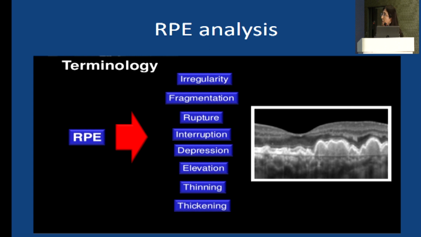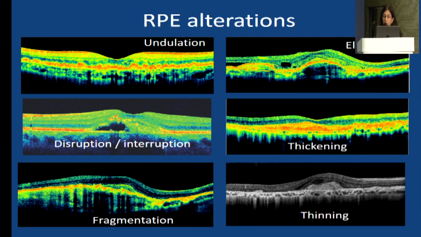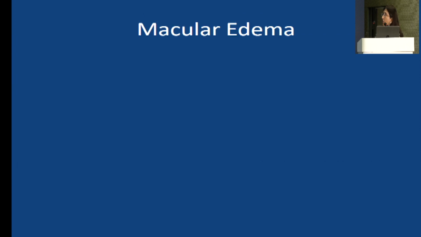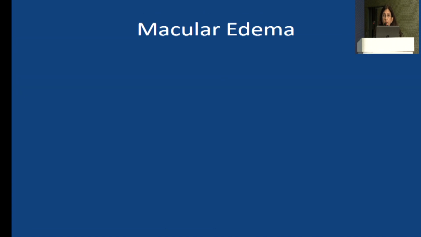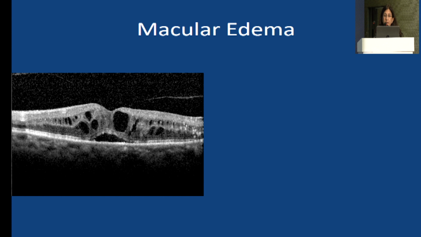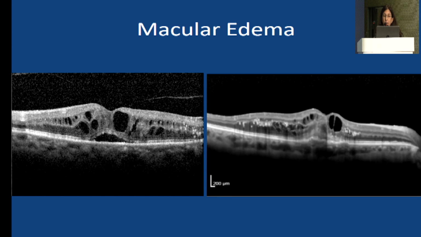So I'm again emphasizing the terms that you're going to use to describe the changes. These are some of the changes. You may see undulation, elevation, thickening, fragmentation. So this is what you're going to see. Okay. So just a brief example. Here the patient has SRF as well as cystic edema. Another case, you have similar cystic edema, but look at the RP layer here and look at the RP layer here. You see here it is undulated and irregular, showing that these two are not the same condition.